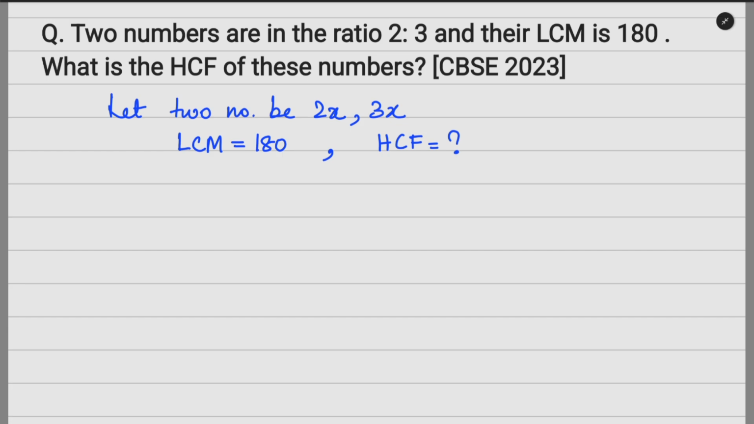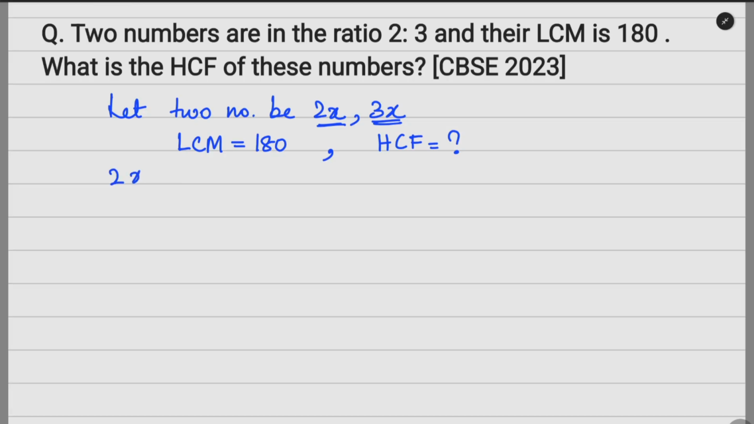It is nothing but LCM into HCF, that is 180. Now, because you have both the unknowns, you don't know the exact numbers as well, and also you do not know the HCF. So, let us do like this.